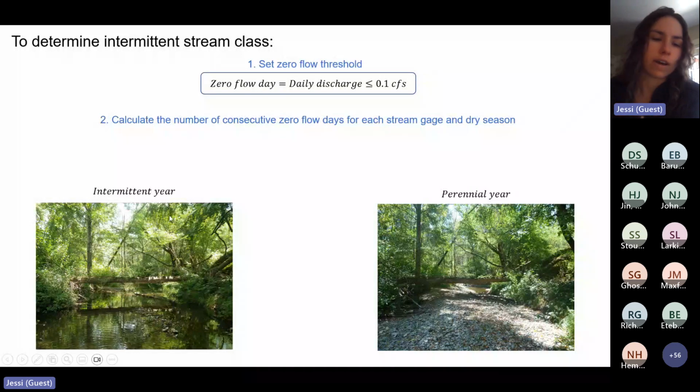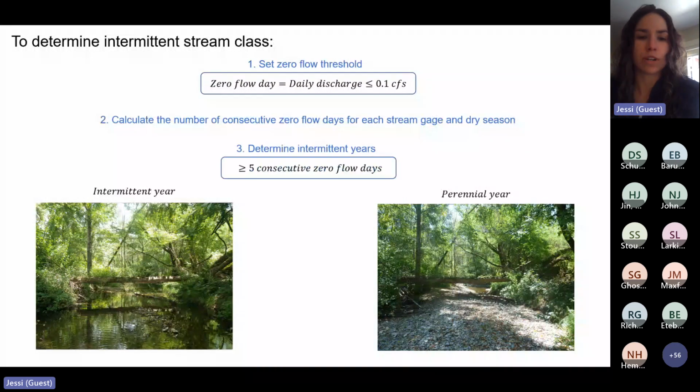But, oh, I have these switched up. They should be switched because this is perennial. But yeah, so for each year, then we classified streams as either intermittent or perennial, depending on that loss of disconnection. So really emphasizing that in an intermittent year, that stream is going completely dry.